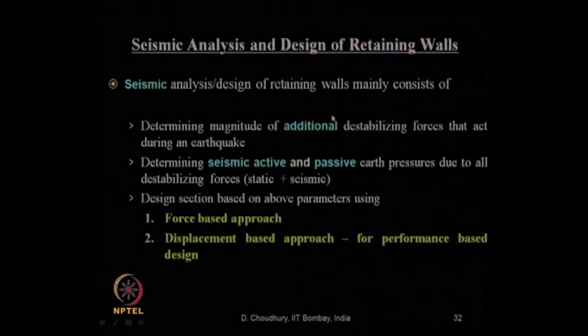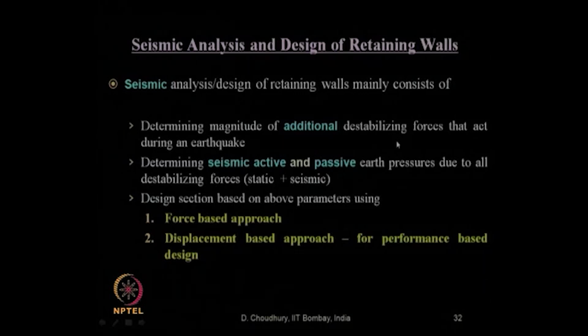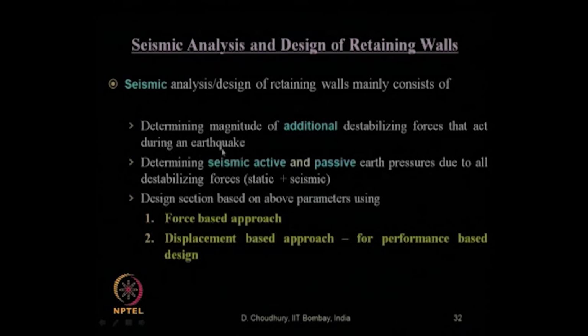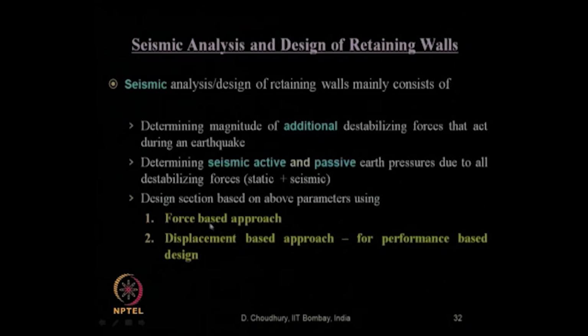There will be a static state of earth pressure on the wall depending on the movement of the wall. In addition to that, there will be some extra earth pressure because of the earthquake, which we need to estimate properly. Determining the seismic active and seismic passive earth pressure due to destabilizing forces means we are finally going to obtain the combined earth pressure, which is under static condition plus under seismic condition. And the design section needs to be selected after computing the seismic active or passive earth pressure, depending on which case of movement of the wall is occurring, by using two basic approaches. What are those approaches? One is called force based approach, another is called displacement based approach.